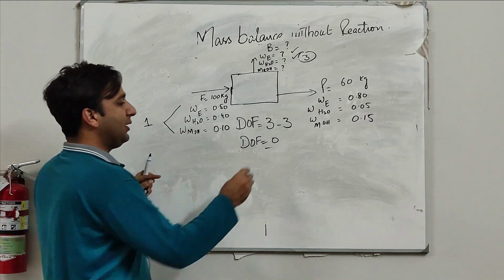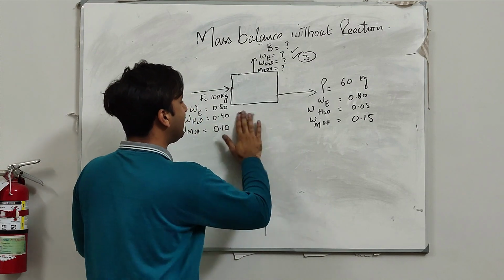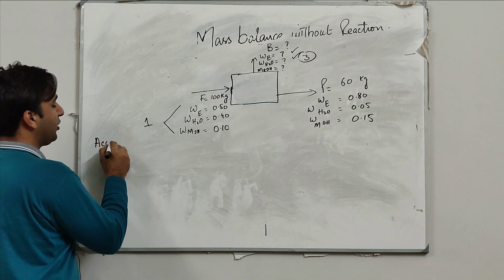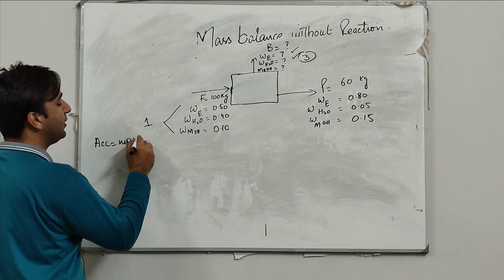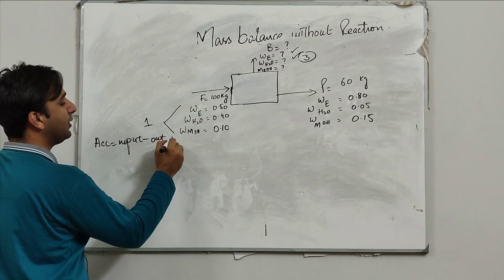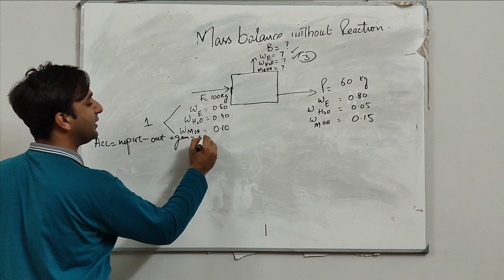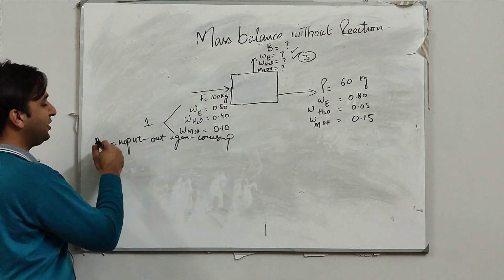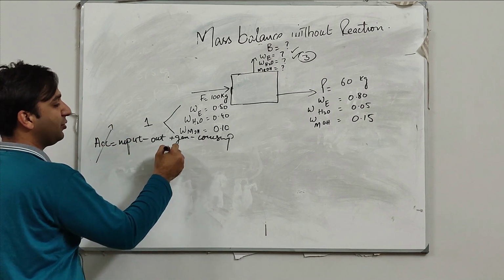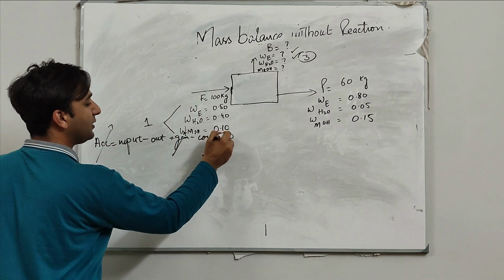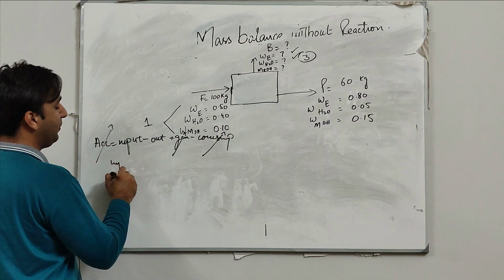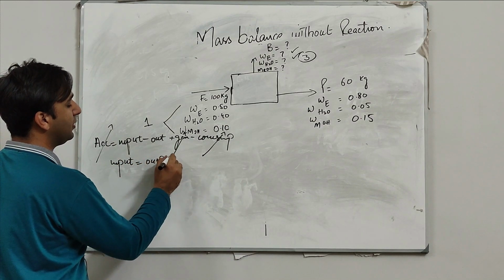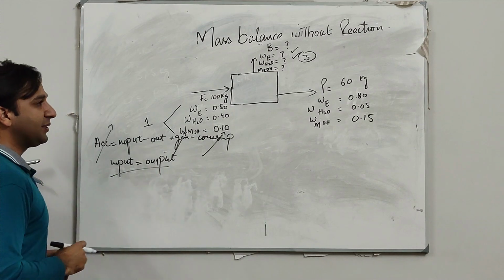Before moving to the problem, we will write a general mass balance equation, that is accumulation equals input minus output plus generation minus consumption. Now, as it is a steady state process, accumulation is equal to 0, generation is equal to 0, consumption is equal to 0. So the remaining will be input is equal to output. So that will be our equation.